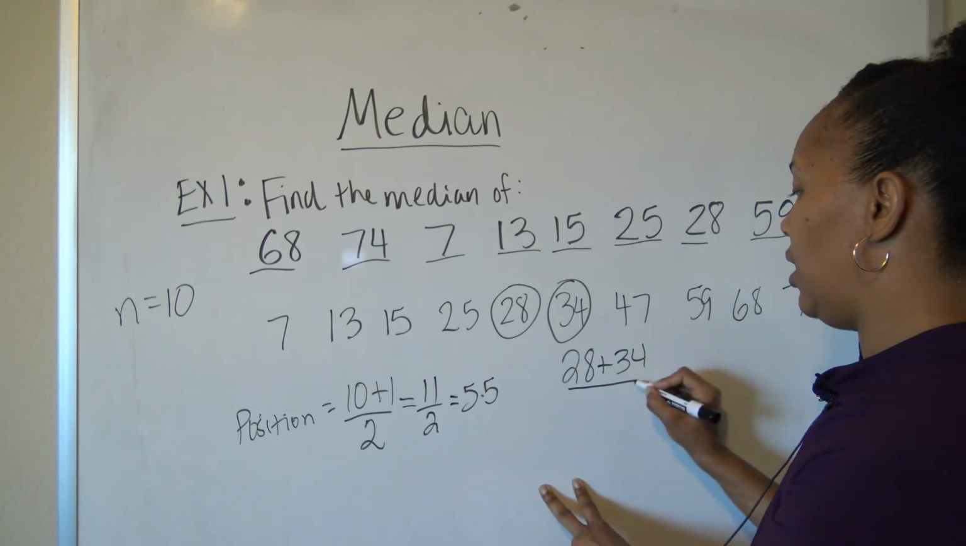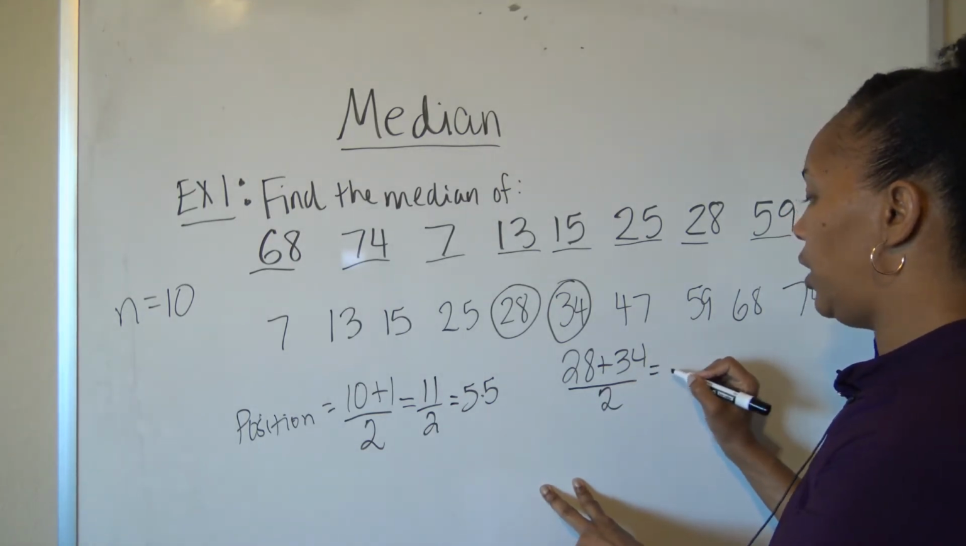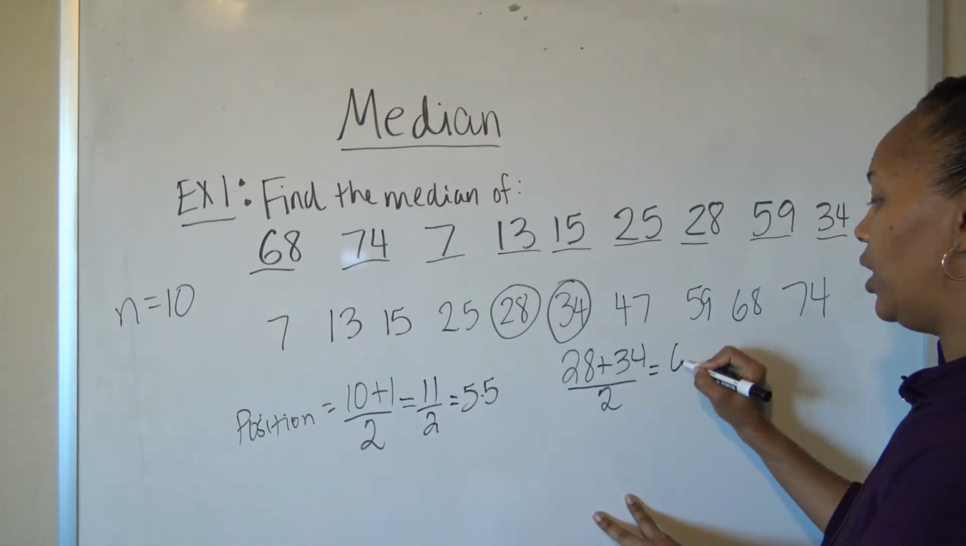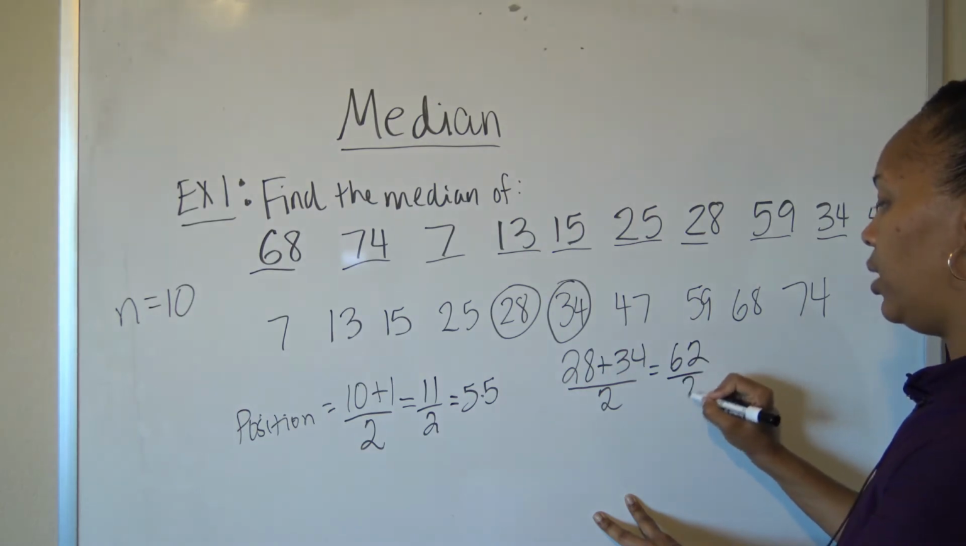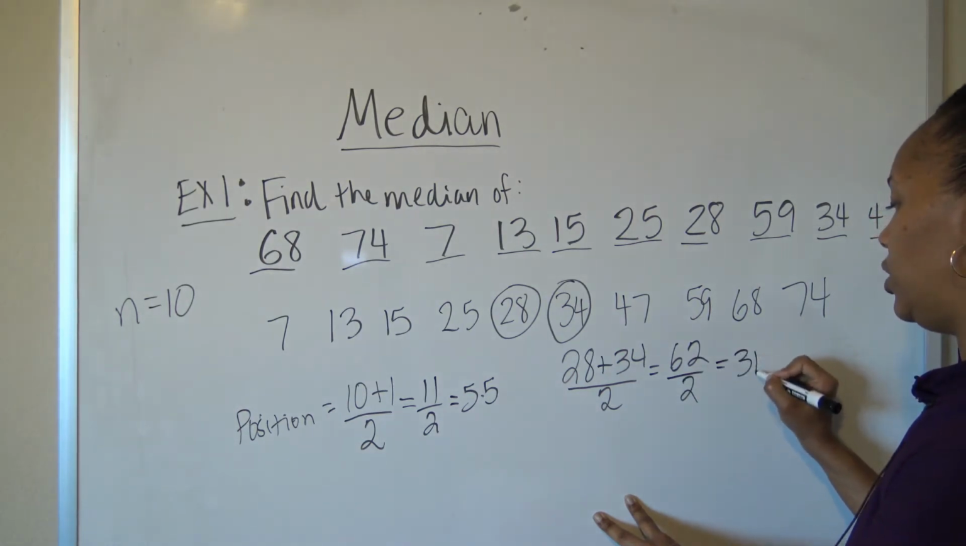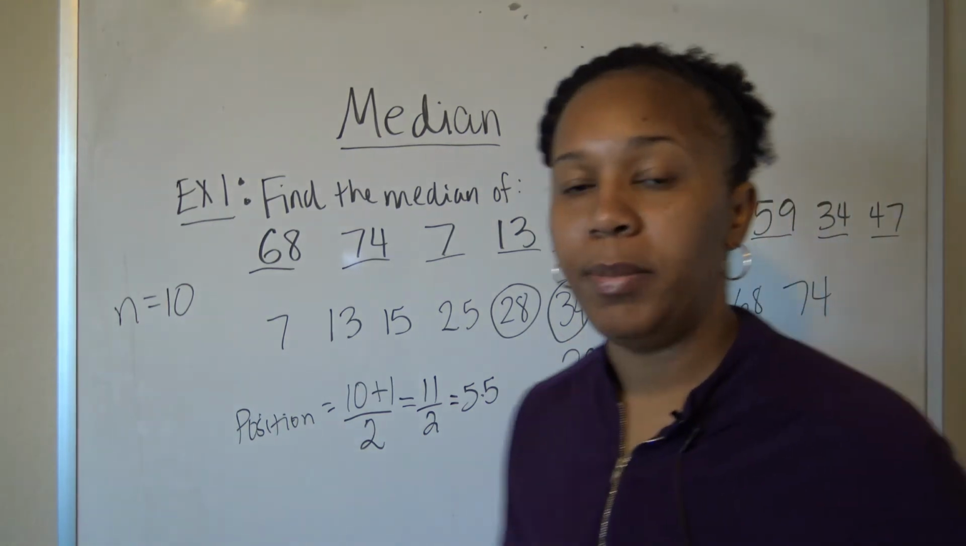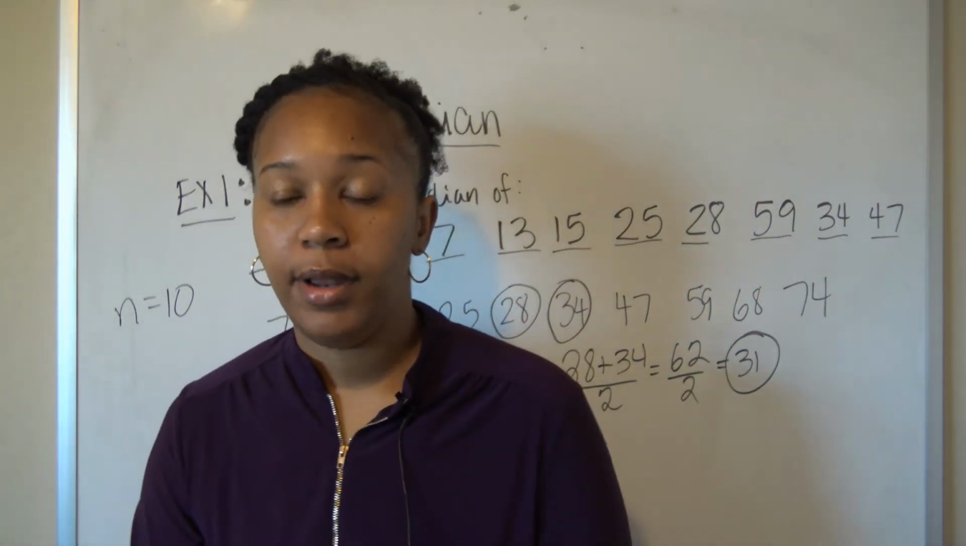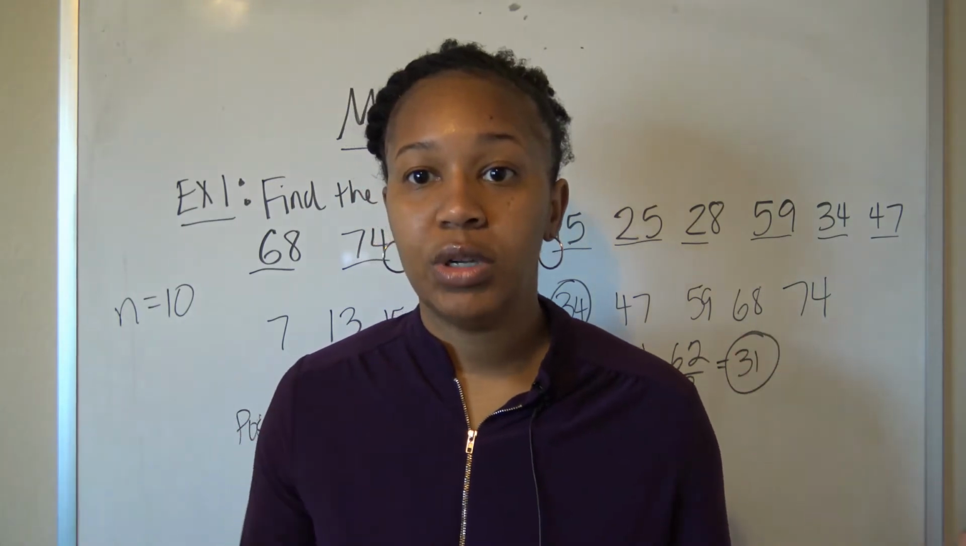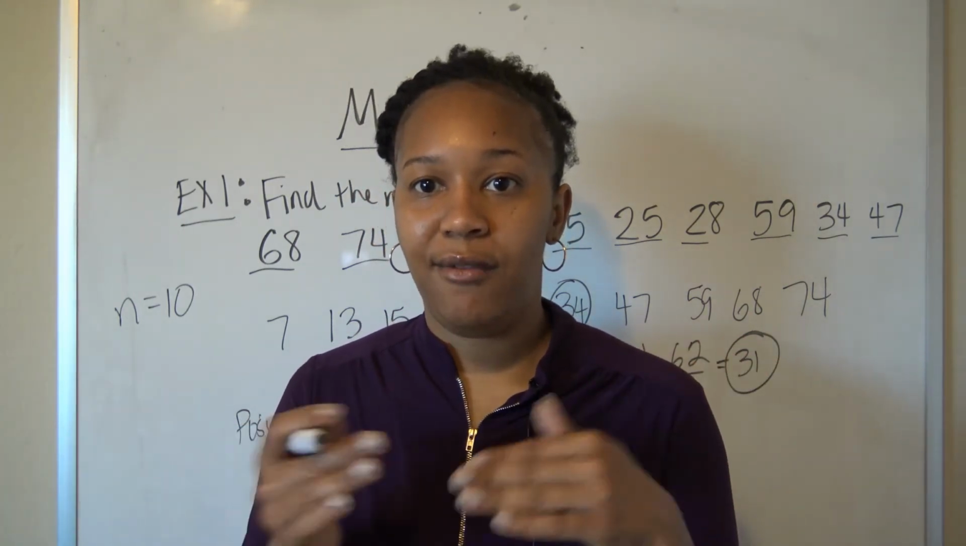And I have to take the average of those 2 numbers. So 28 plus 34 is 62. 62 divided by 2 is 31. So the median for this data set would be 31. Alrighty, and that's because we had two numbers in the middle and we had to take the average of those two numbers.